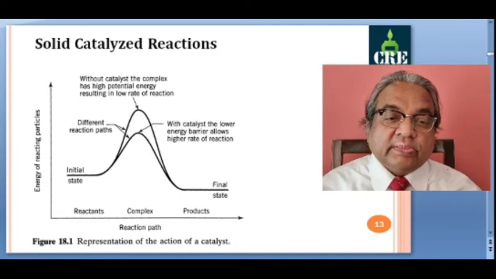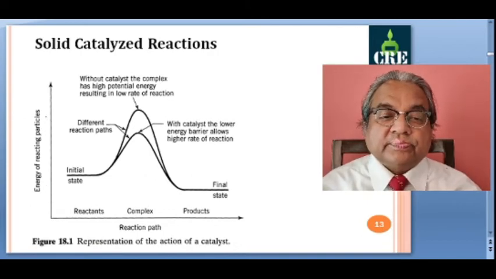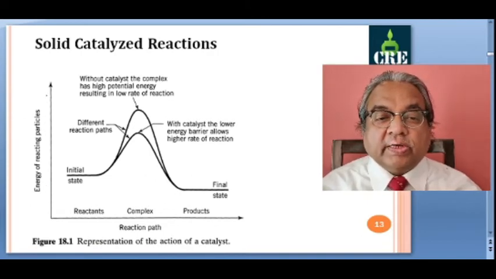And if we represent the energy of the reacting particles on this axis. So when you are not using a catalyst, without catalyst, the complex has high potential energy resulting in low rates. High potential energy.